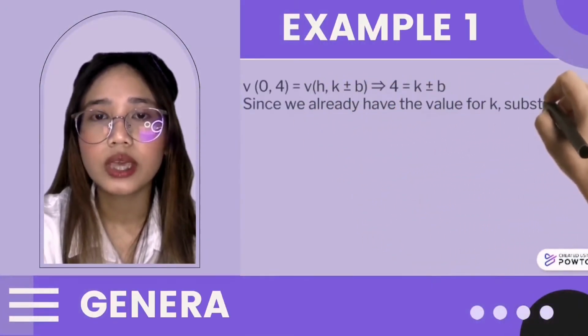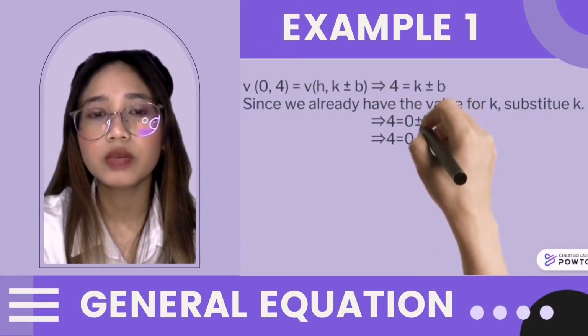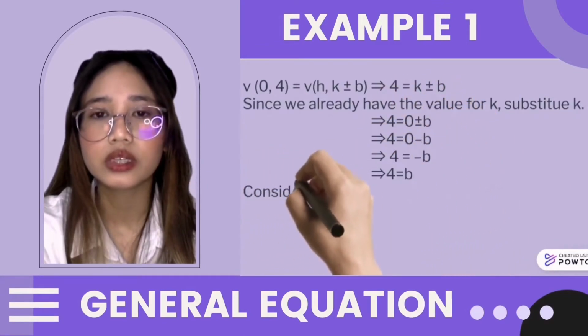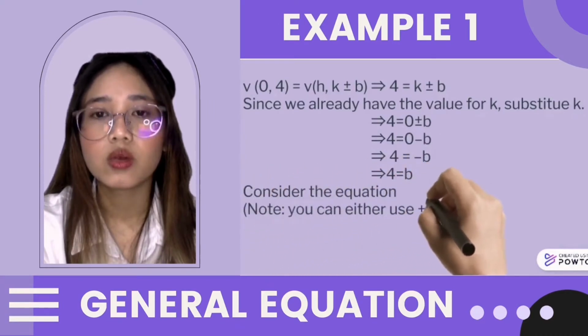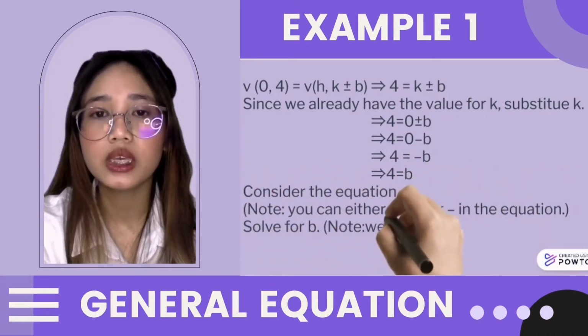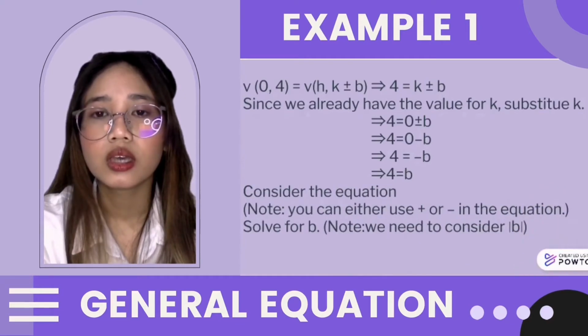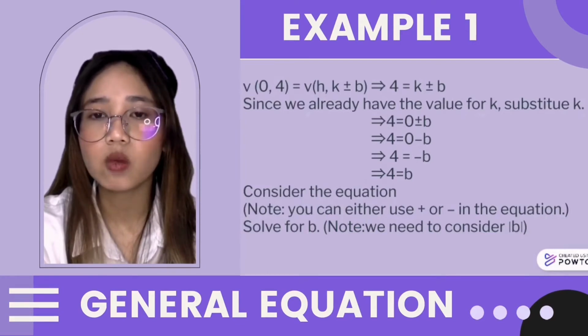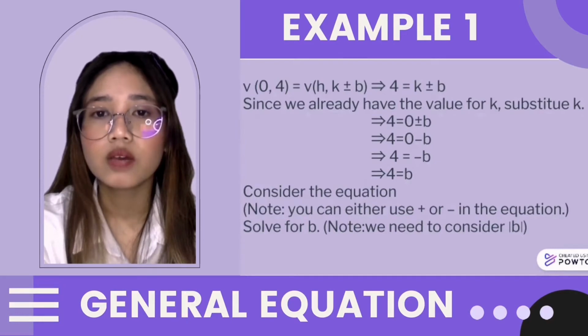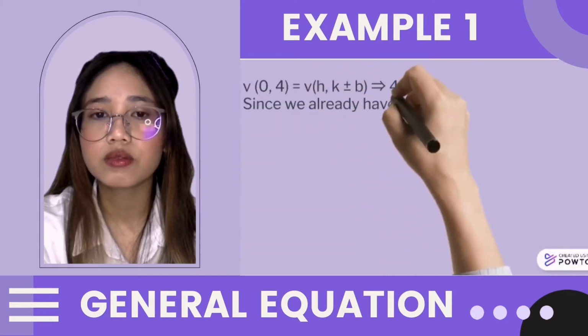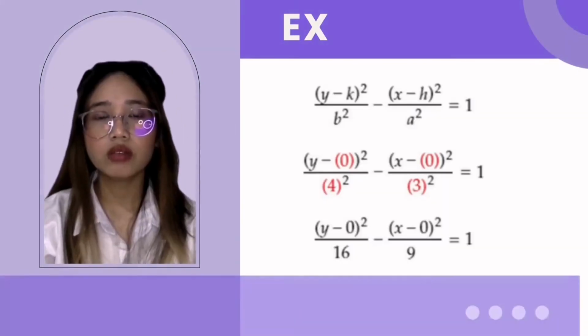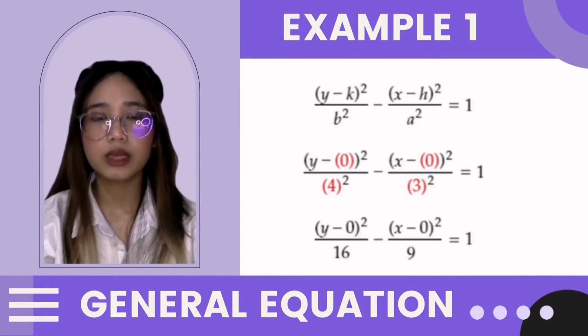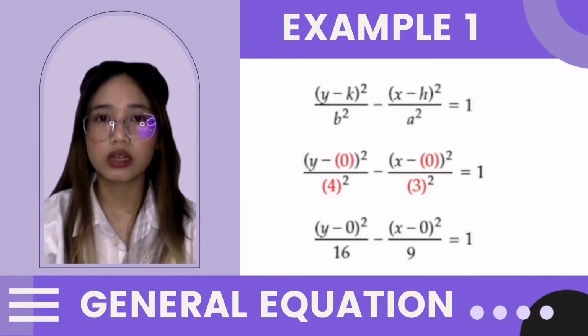And now, to get the value of b, we're going to use the vertex y-coordinate. So, k plus or minus b equals 4. The value of k is 0. So, 0 plus b equals 4. And then we need to transpose the 0. So, 4 plus 0 equals 4, the value of b is 4. Now that we have h, k, a, and b, we'll proceed to the standard equation.